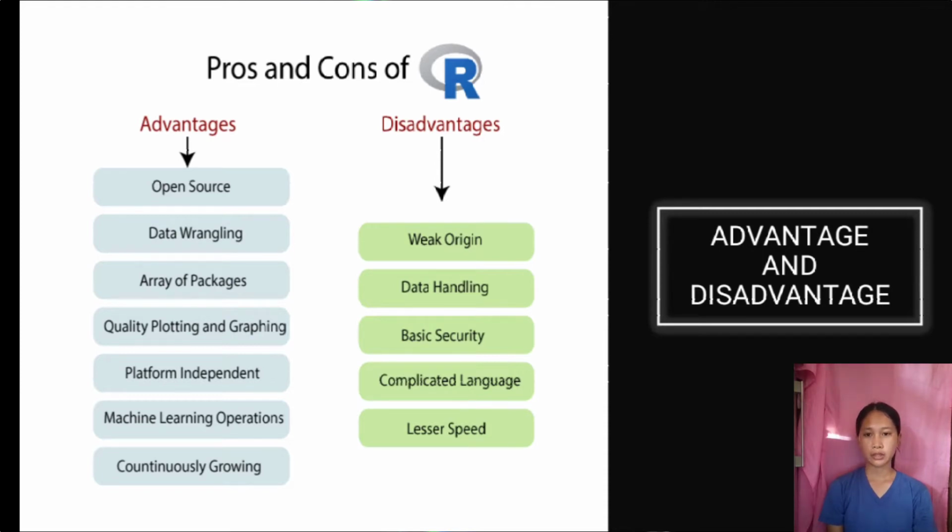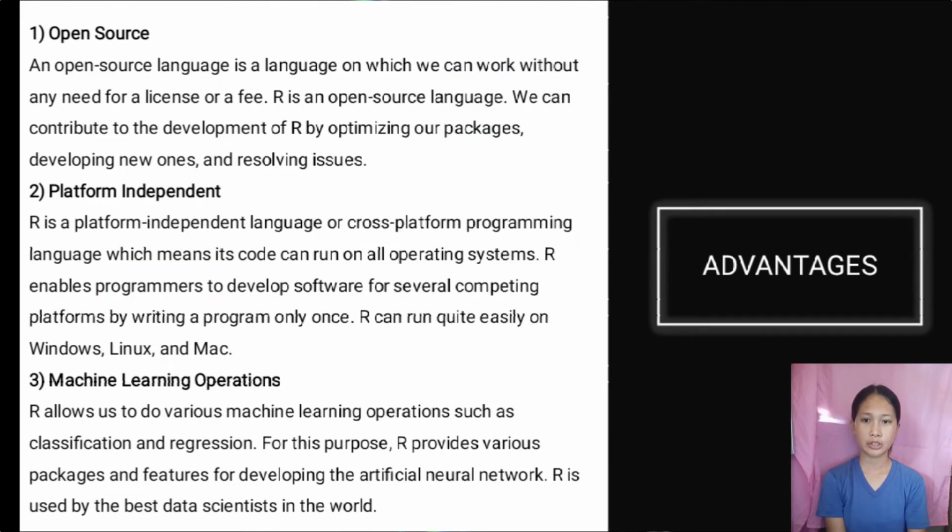For our advantages, we have open source, data wrangling, array of packages, quality plotting and graphing, platform independent, machine learning operations, and the last one is continuously growing. And the disadvantages of R programming are weak origin, data handling, basic security, complicated language, and lesser speed. Let's start with the pros, or the advantages.